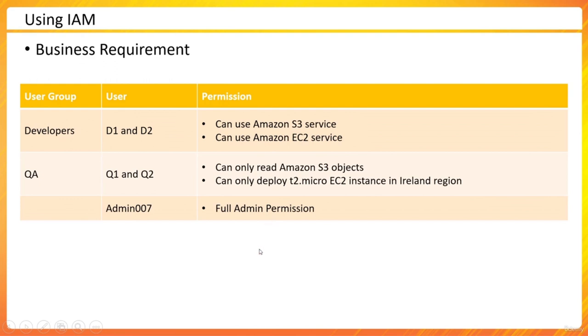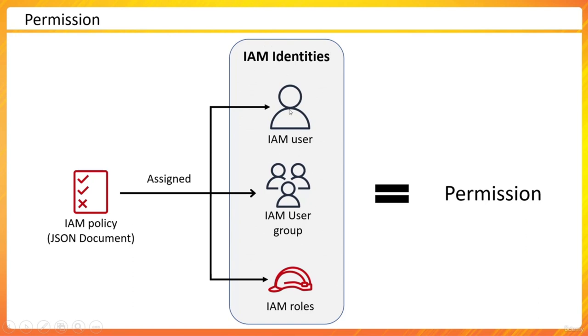So to summarize, what is a policy? It is a JSON document. And when you combine a policy with IAM entities, that would create a permission for you. We'll discuss more detail about IAM in the next chapter. So enjoy your time and I'll speak to you in the next section. Thank you.